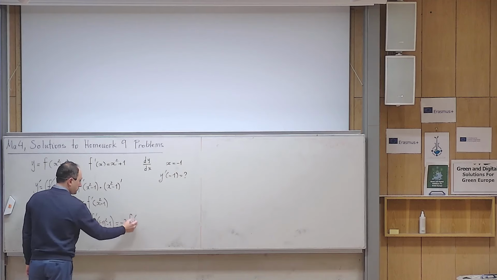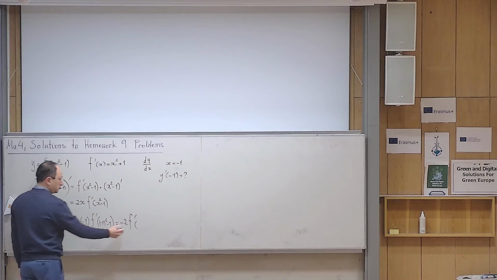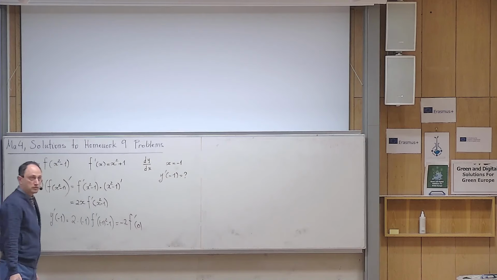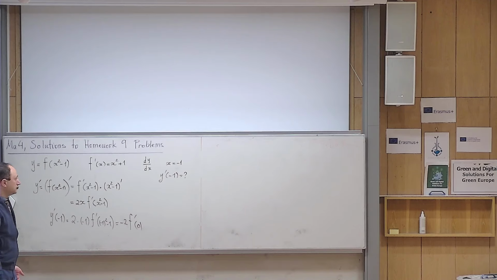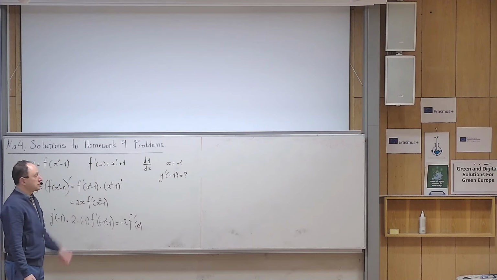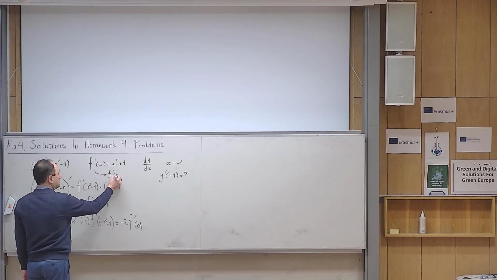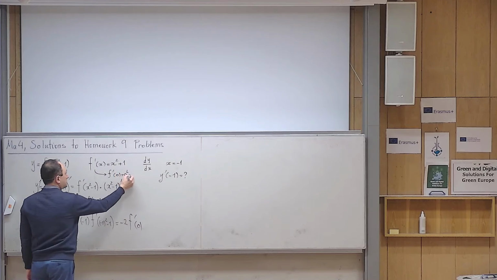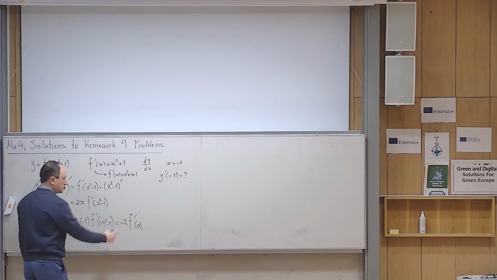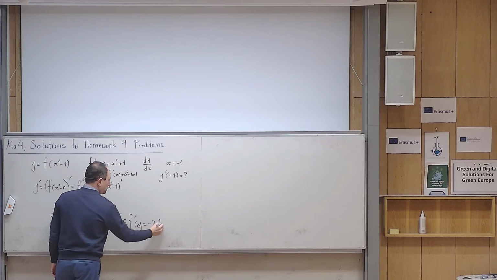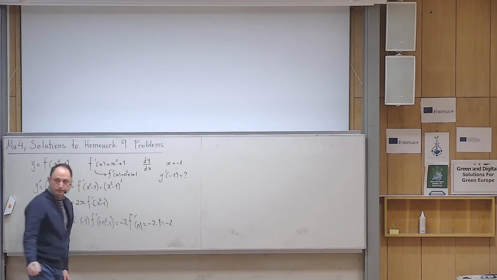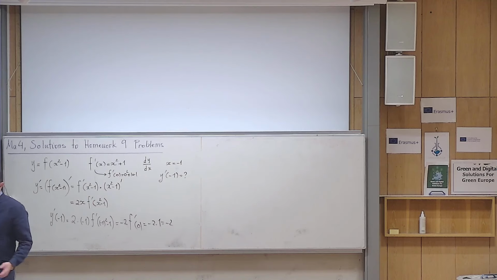This becomes f prime of what? 0. Yes? But what is f prime of 0? Because f prime of x is directly given to me, so what is f prime of 0? It is just 0 to power 2 plus 1, which is 1. So it becomes minus 2 times 1, which is minus 2. Yes? Okay, let us go to the next question.